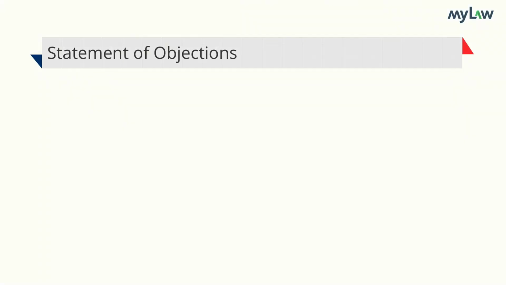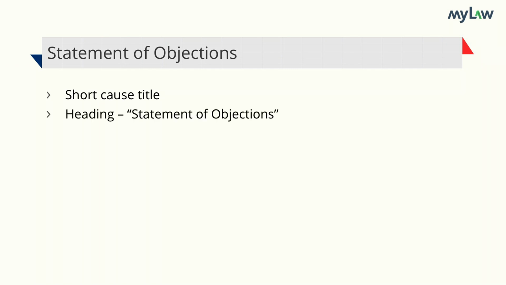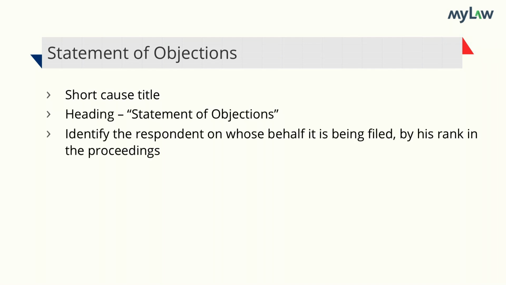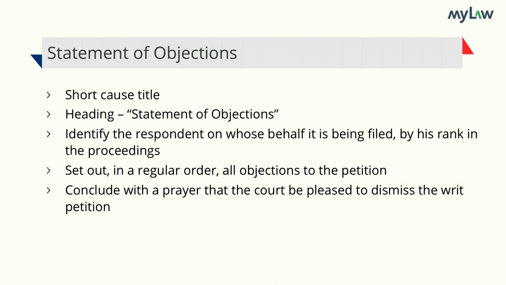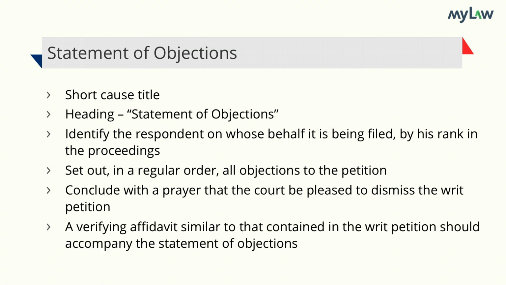If you are appearing in opposition to a writ petition, you will have the occasion to file a statement of objections in writing to the writ petition. In the statement of objections, use throughout the short cause title, and under the cause title, set out the heading of the document as statement of objections. Identify the respondent on whose behalf it is being filed by his rank in the proceedings. Set out consecutively all objections to the petition and conclude with a prayer that the court be pleased to dismiss the writ petition. A verifying affidavit similar to that contained in the writ petition should accompany the statement of objections.